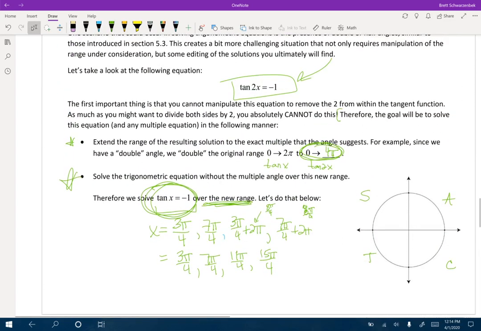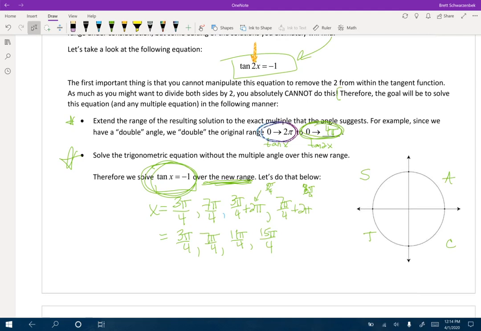So just to reiterate, in our problem, what's the first thing we do? We extend the range of possible outcomes from our original 0 to 2 pi to whatever the multiple is in our problem. That will change sometimes. I'll show you that later. Then we solve as if the multiple isn't there, but we do it over this new range. So not only do we rotate around once for 0 to 2 pi, but now we're going to rotate around again, for double that much. So that's where these guys came from.